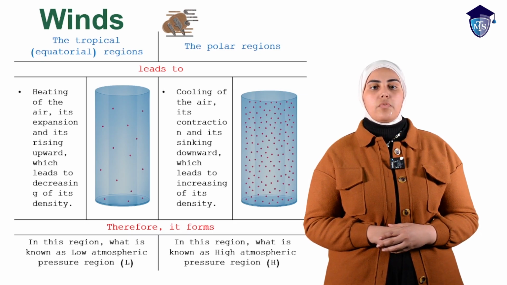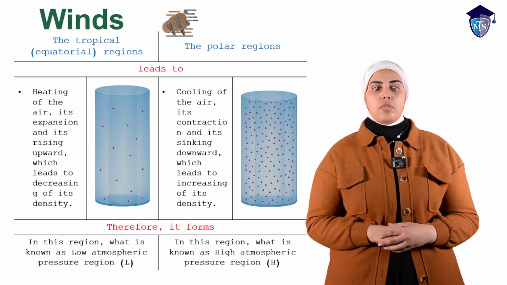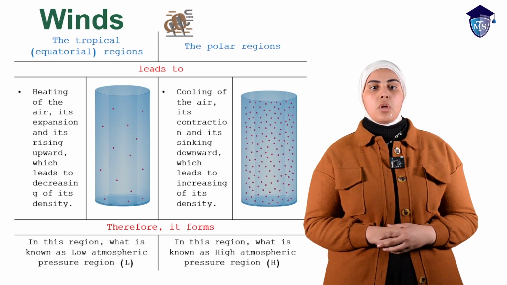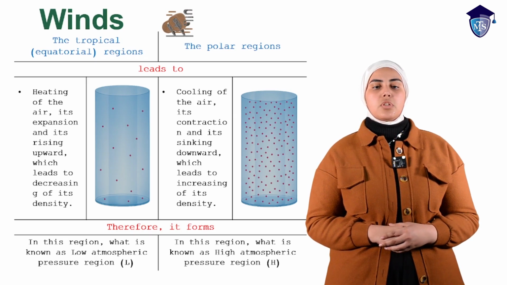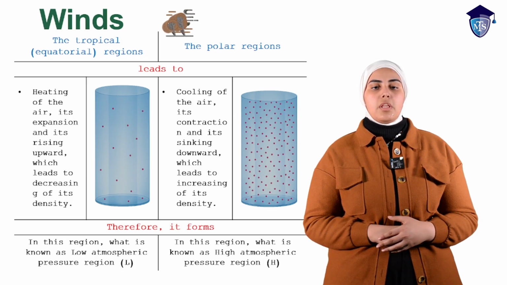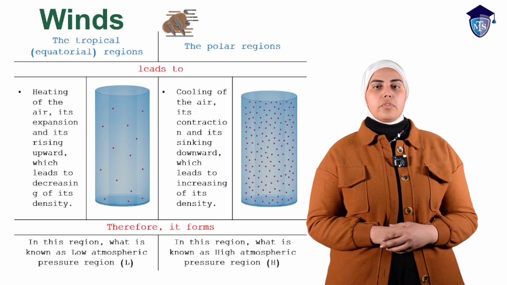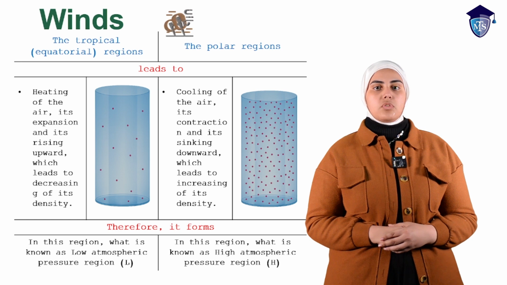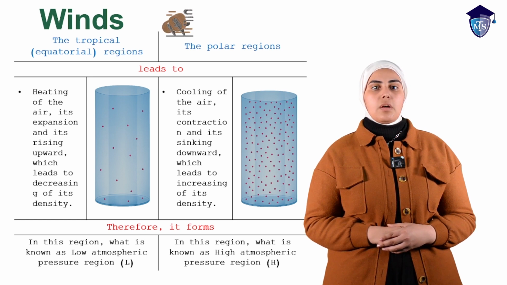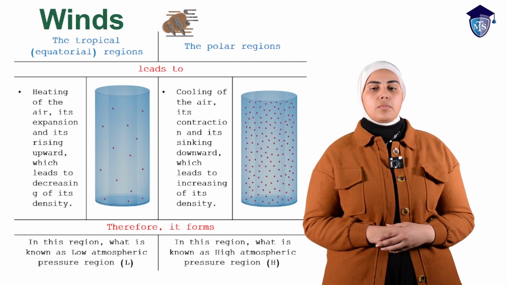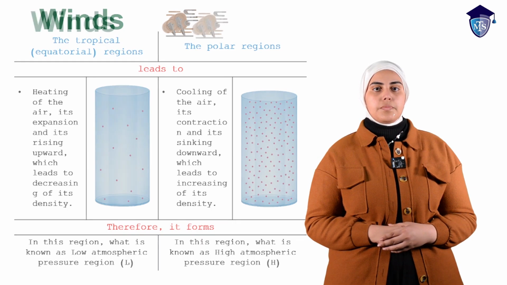Now, in the tropical regions, heating of the air, its expansion and its rising upward led to decreasing of its density. Therefore, this region is known as the low atmospheric pressure region. While in the polar region, this led to cooling of the air, its contraction and sinking downward, which led to increasing its density, and this is called the high atmospheric pressure region.